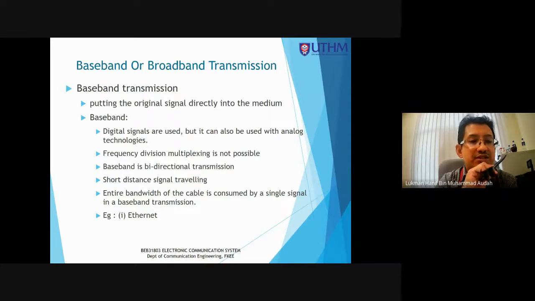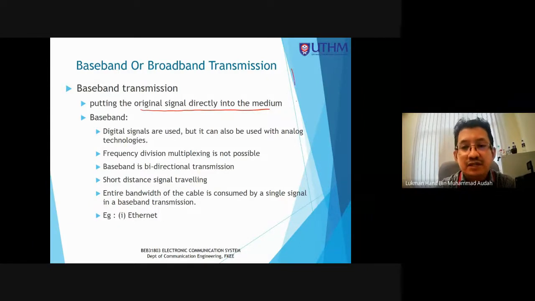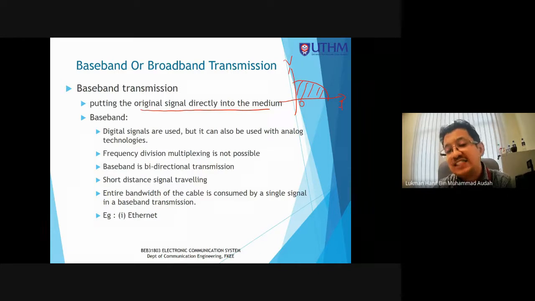So baseband transmission, putting the original signal directly into the medium. Macam saya sebutkan tadi, baseband signal adalah julat frekuensi yang rendah. So let's say this is voltage versus frequency. So dia dalam julat yang rendah. Dia merujuk kepada frekuensi asal, frekuensi sebenar daripada source. Tidak ada perubahan dari segi frekuensi, tidak melibatkan modulation teknik dengan carrier. Dia tidak melibatkan proses modulation dengan carrier, so dia berada pada frekuensi yang asal.